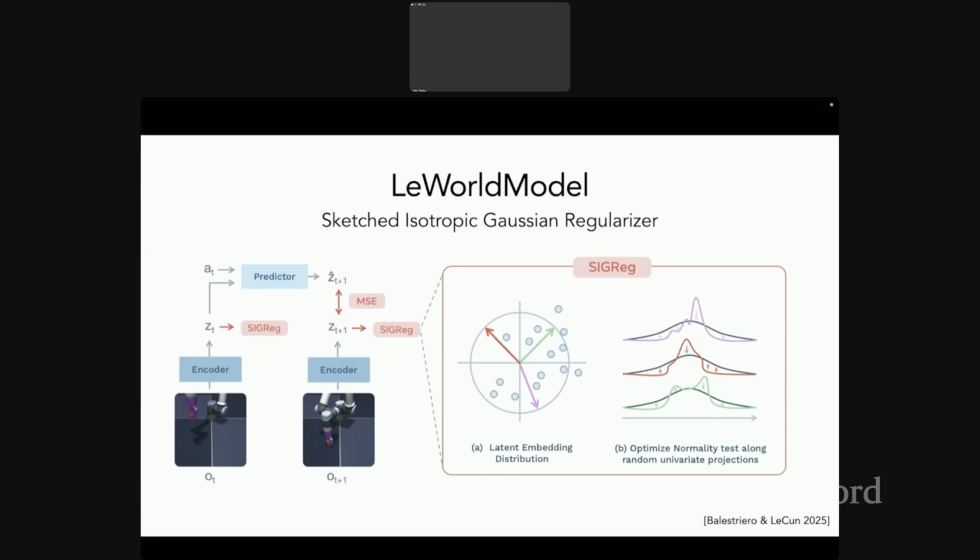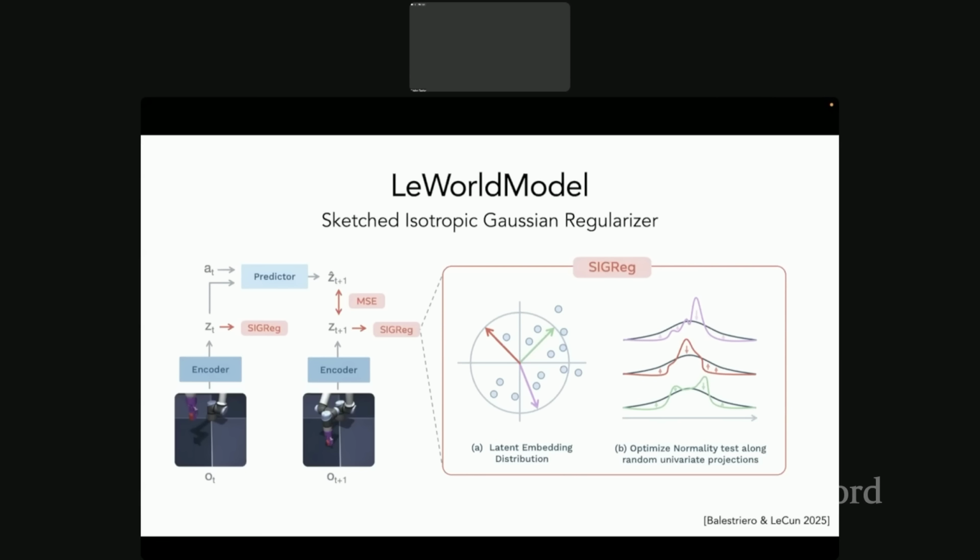So what you do is you try to use a statistical test. In statistics, you have tests that tell you, given an empirical distribution, how close it is to a Gaussian distribution. The problem is that our embedding space is very high dimensional, and the statistical tests suffer from the curse of dimensionality. So it's pretty difficult to directly use a test to optimize a high dimensional distribution.